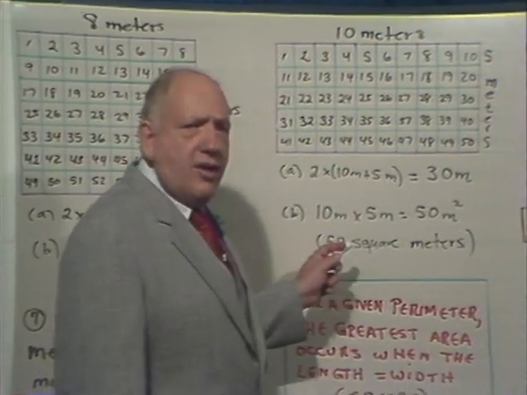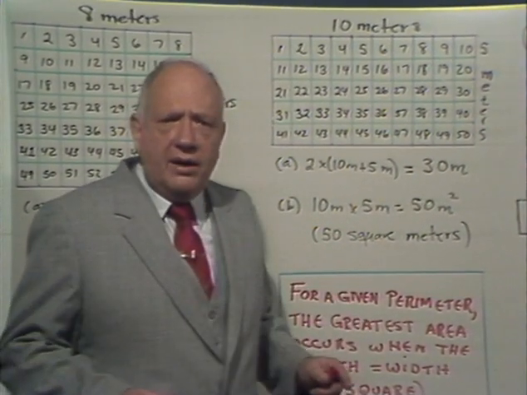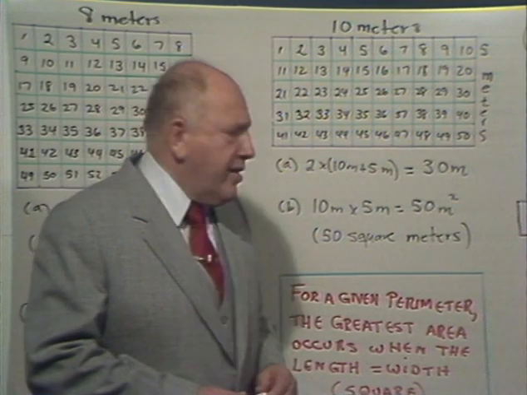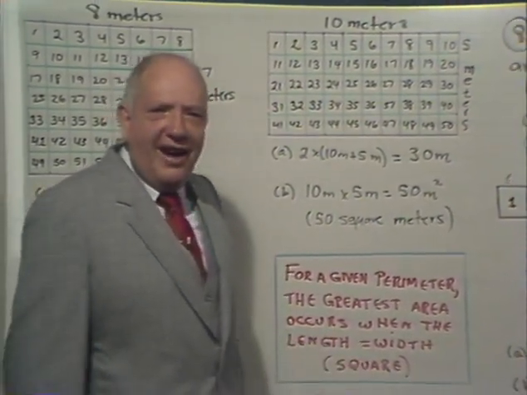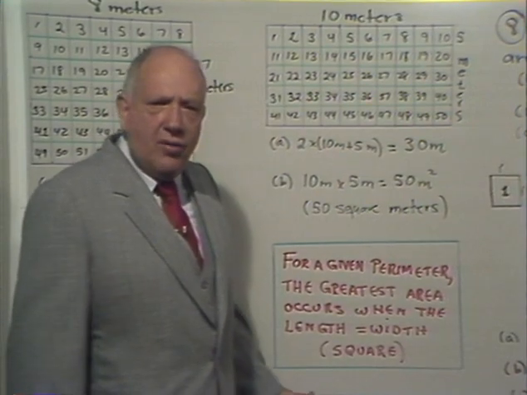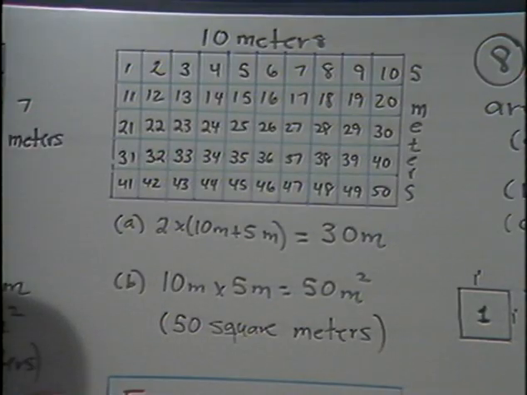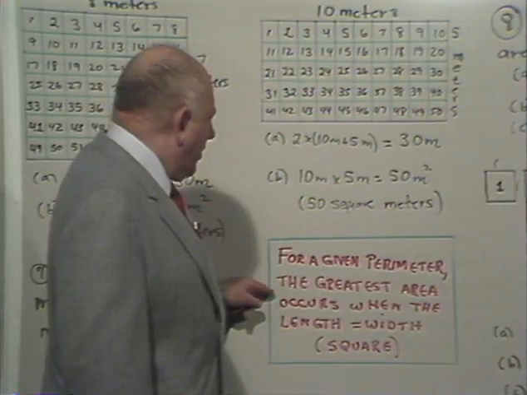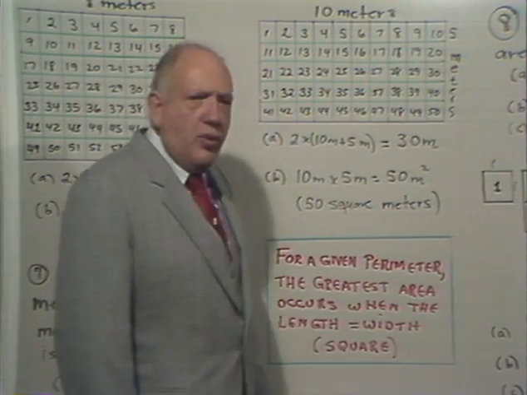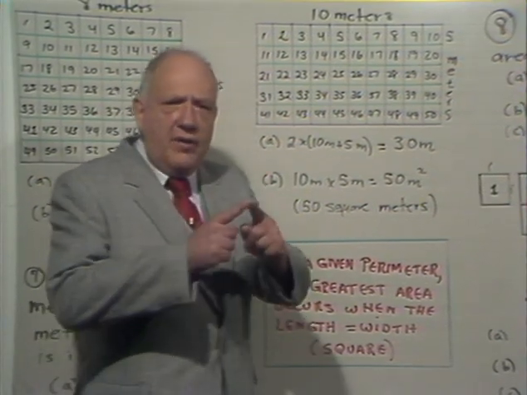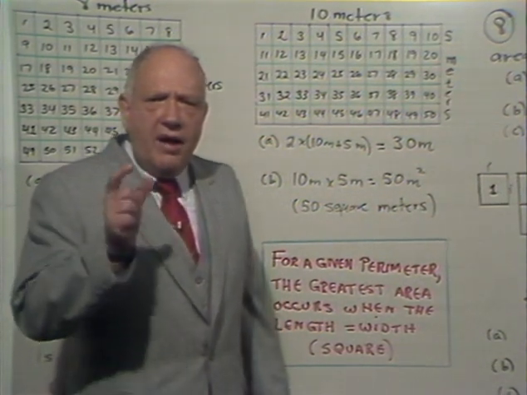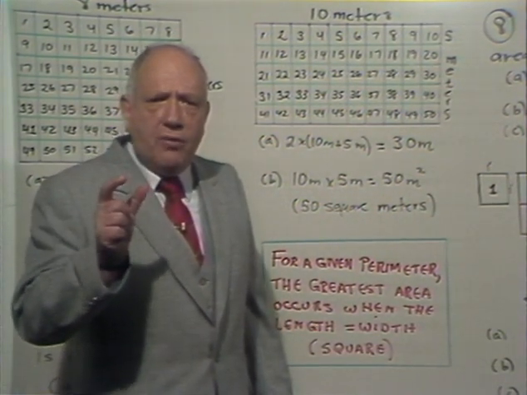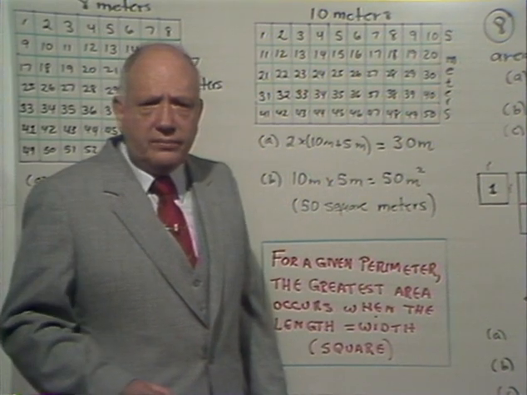And what's interesting is you may wonder, for a given perimeter, how do I enclose the greatest area? And this is a calculus problem, just to show you how closely related calculus is to what we're doing here. For a given perimeter, the greatest area occurs when the length and the width are equal. In other words, if you're given a certain perimeter and you want to enclose the largest possible area, divide the perimeter into 4 equal parts and form a square.